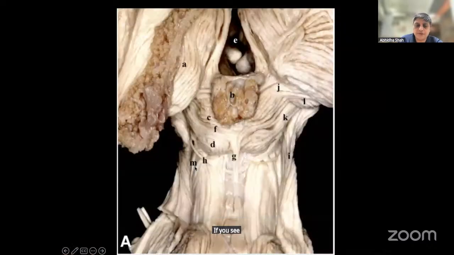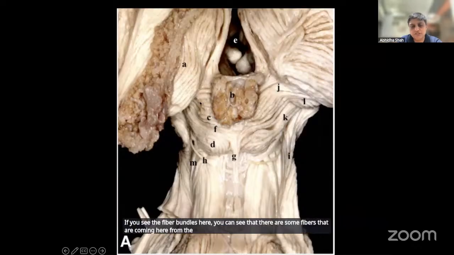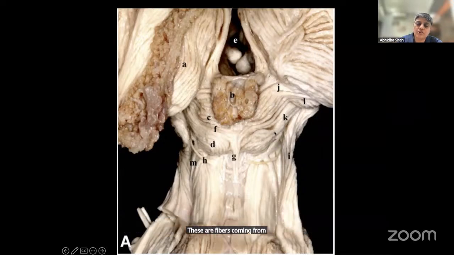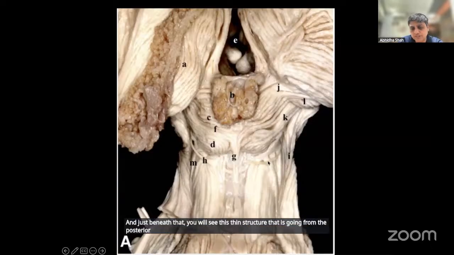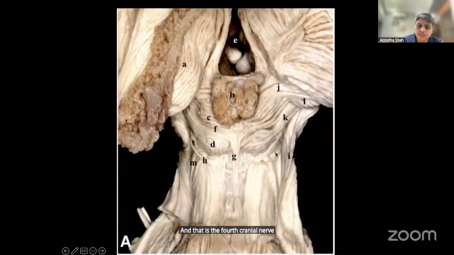If you see the fiber bundles here, there are some fibers coming from the superior colliculus and going all the way to the lateral geniculate body. These are fibers coming from the inferior colliculus and going to the medial geniculate body. This structure that you see coming down is the frenulum veli. Just beneath that, you will see this thin structure going from the posterior aspect of the brainstem all the way anteriorly, and that is the fourth cranial nerve, or the trochlear nerve. This is the only cranial nerve that arises dorsally on the brainstem. All the other cranial nerves arise ventrally.